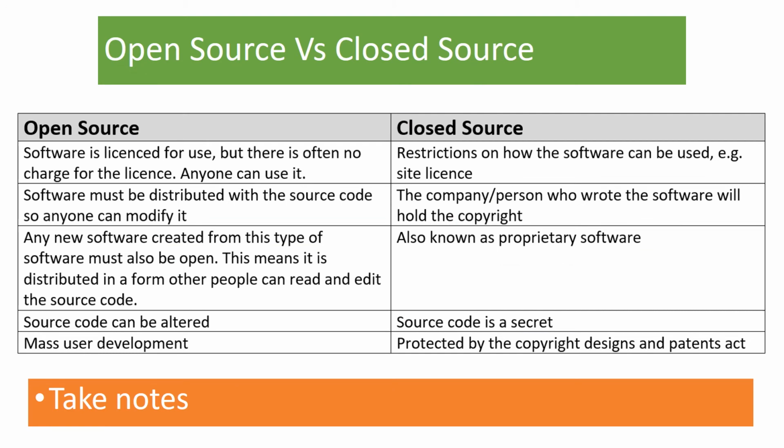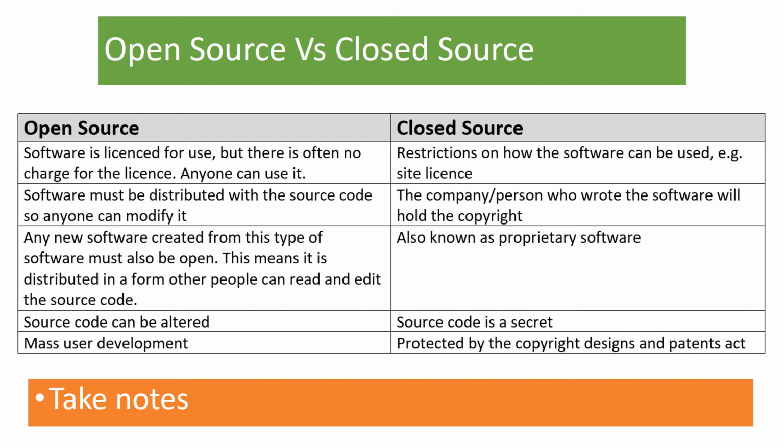Here are the answers. Open source software is actually software which is licensed for use, but there's no charge for the license and anybody can use it. Remember, this software can also be distributed with the source code so anybody can modify it, and that means any new software created must also be open source software. The source code can be altered, and this means you have mass user development.